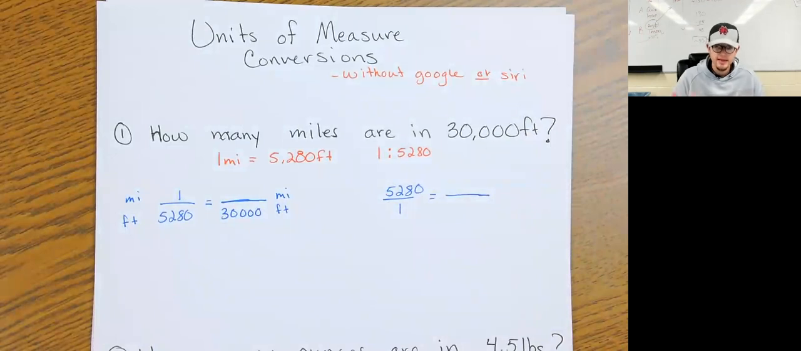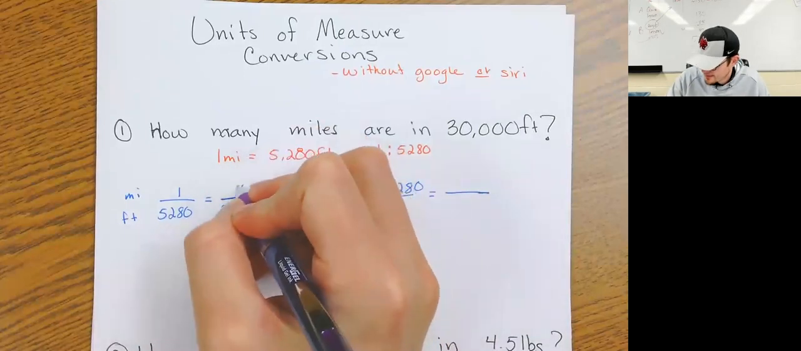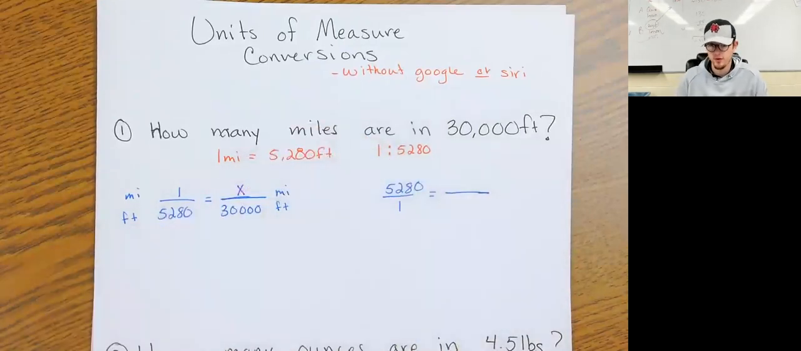We're trying to solve for the miles, right? So think about what we normally give things when we're trying to solve for them. A letter, a variable, usually X. So let's put X here. So we need to solve for how many miles? X miles. How many miles are in 30,000 feet?